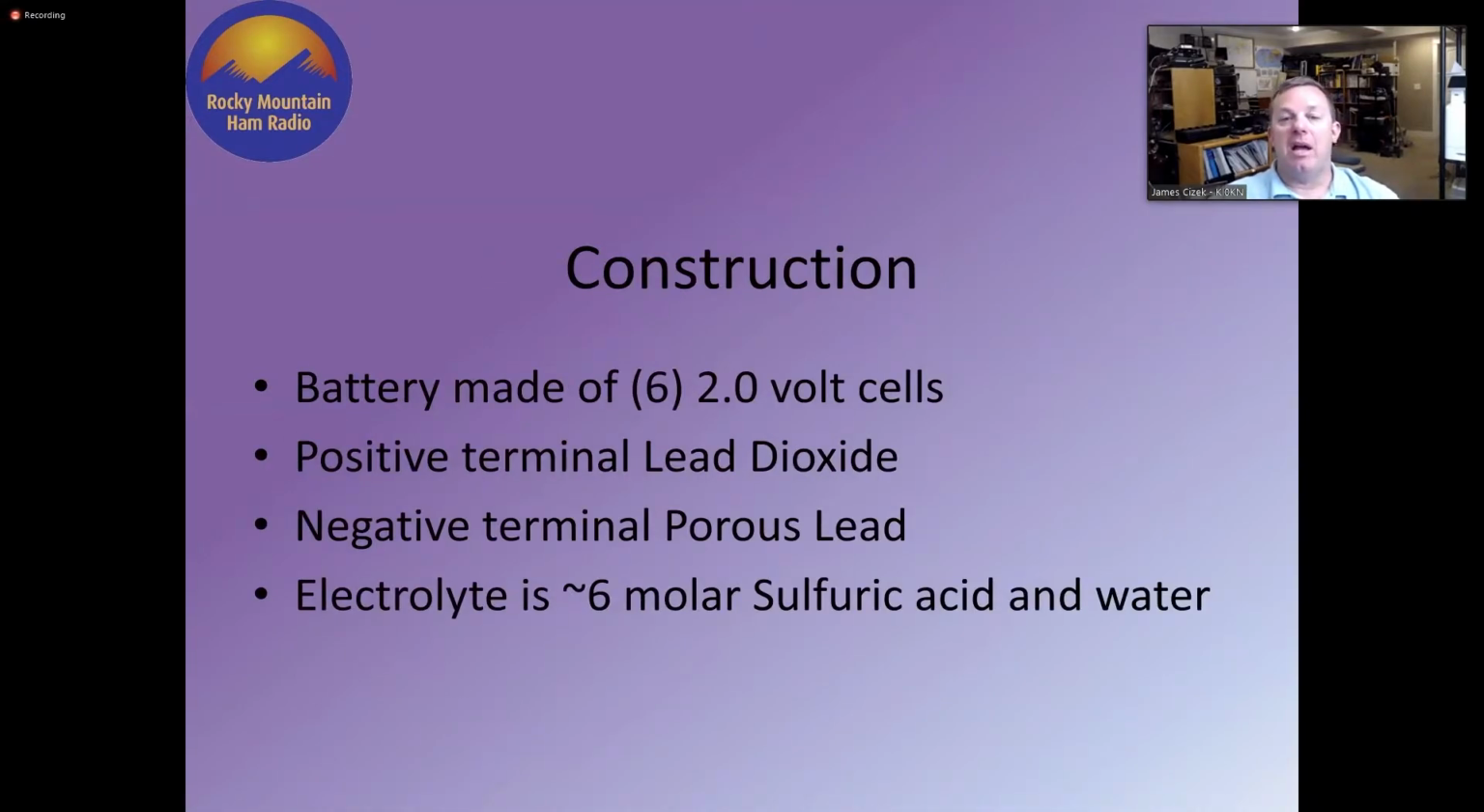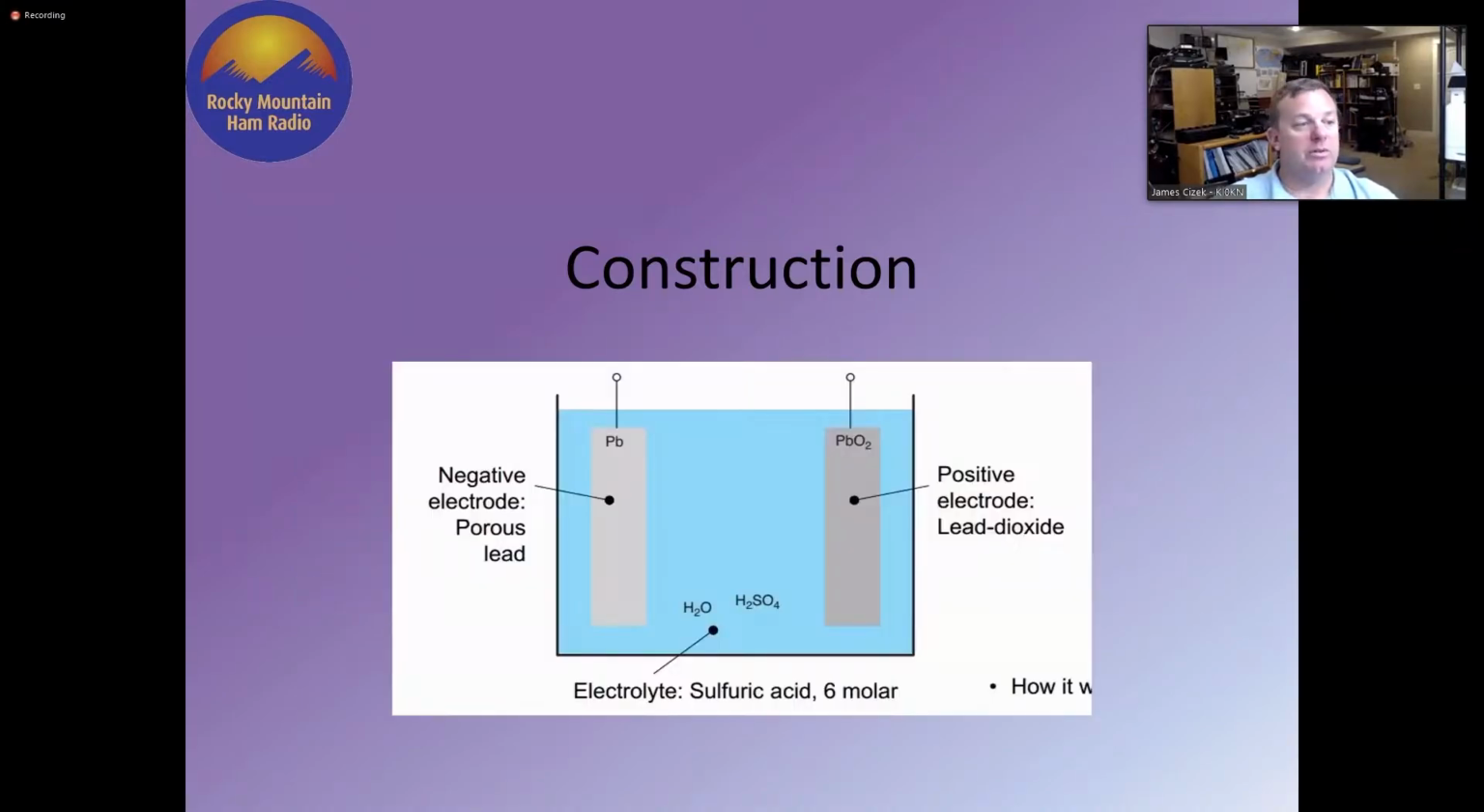A typical battery is made up of 6 cells inside of that big plastic case that are approximately 2 volts each, making it a 12-volt battery in series. The positive terminal is lead dioxide, and the negative terminal is porous lead. The electrolyte is about 6 molar sulfuric acid and water. Here's a very simple drawing of a single cell in a whole battery. We'd have 6 of these together with the internal connections between the plates. And as you notice, the anode and cathode, the positive and negative electrodes, are made out of slightly different material. That becomes important here.